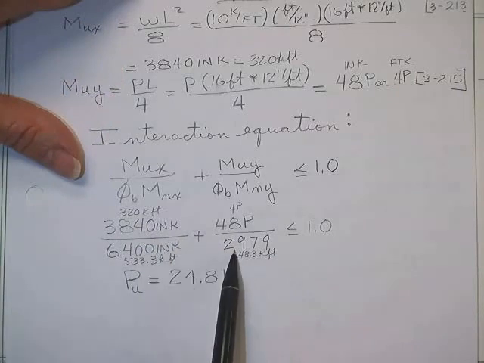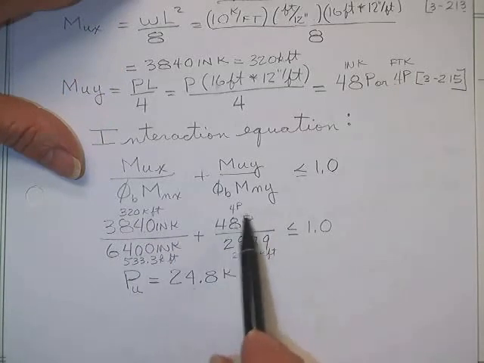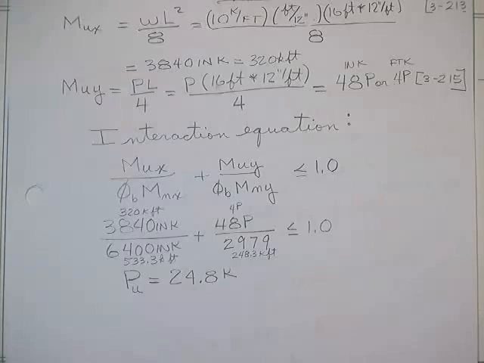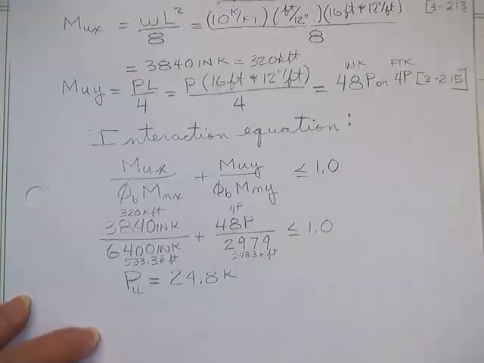Here's your request in kip feet or inch kips. Here are the supplies that we've had available. And P is still running around loose in our equation. Setting it less than or equal to 1, set it equal to 1, 24.8 kips.